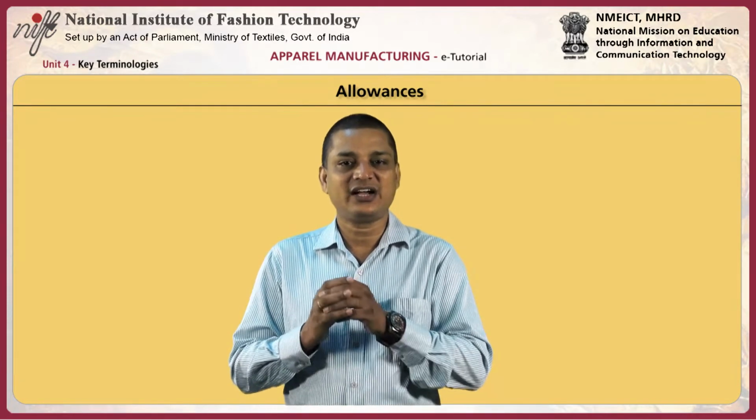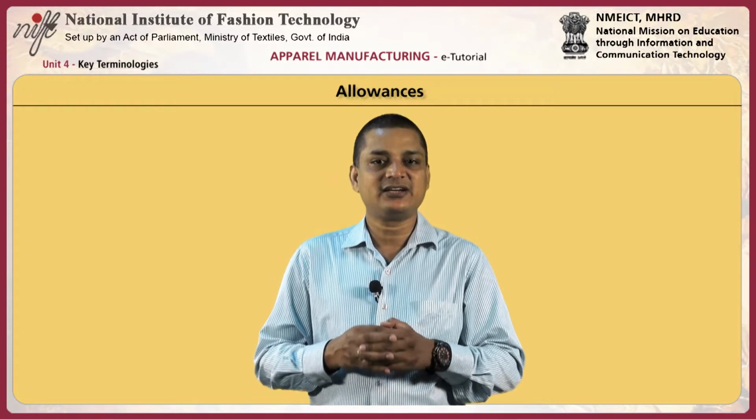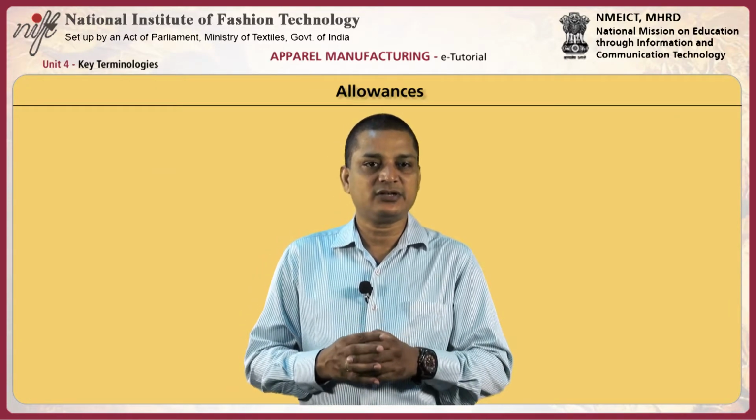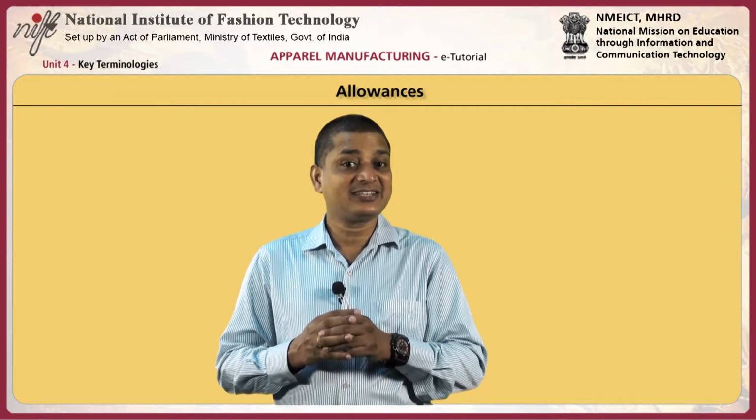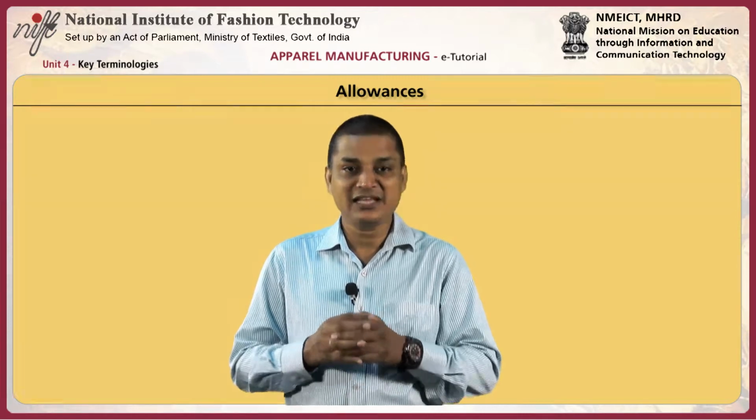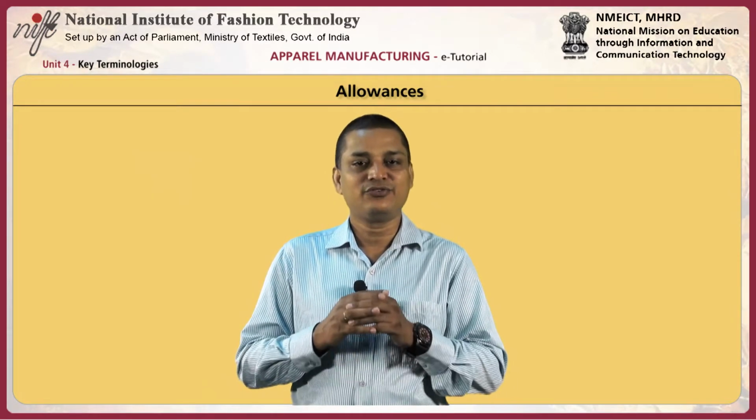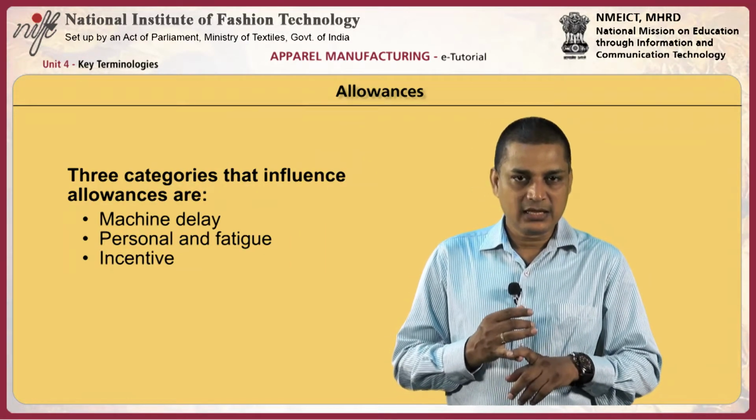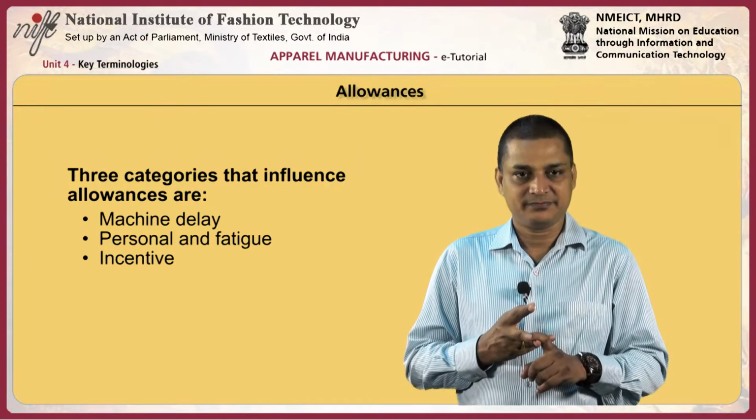Allowances are added to the 100% time determined by the time study to give a standard allowed time. This permits the average operator to earn a satisfactory wage provided there are no abnormal delays and the operator applies herself to her work. Three categories are recognized: machine delay, personal and fatigue delay, and incentive.